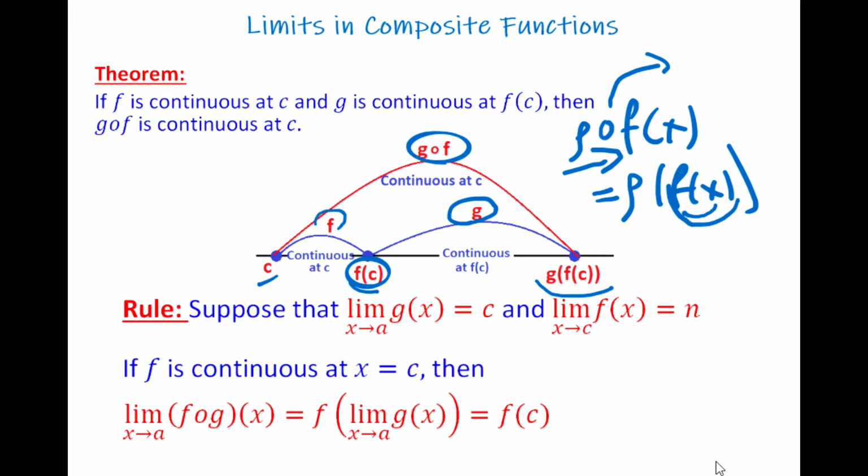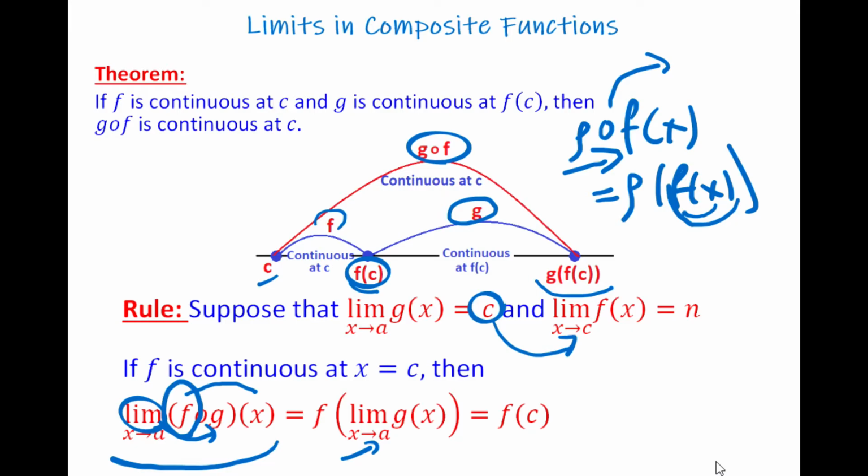Suppose that limit of g of x when x goes to a is c, and then limit of f of x when x goes to c. If you realize this is the same c, guys, okay, that is important. And then this is also equal to n. If f is continuous at the point x is equal to c, then we can write this expression in this form. As you can see, we have f of g of x here, and then what we do is we just bring this limit inside. So just leave that f out and then just bring limit inside. That's what we can do here.